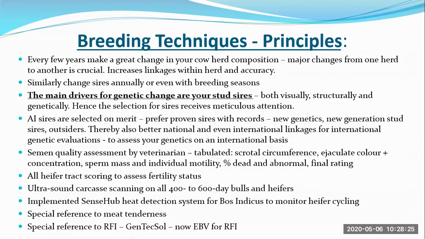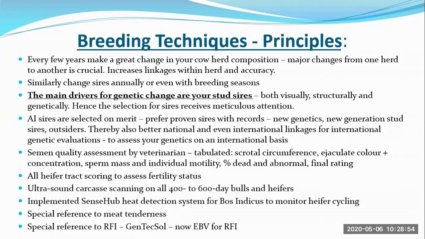Then it's ultrasound carcass scanning of all animals, males and females, at the age of 400 to 600 days. We've implemented this year a sensor subsystem for heat detection for Bos taurus cattle, where we hope to have better information on the cycling of those heifers. Early maturing heifers are indicated. There are two other issues.